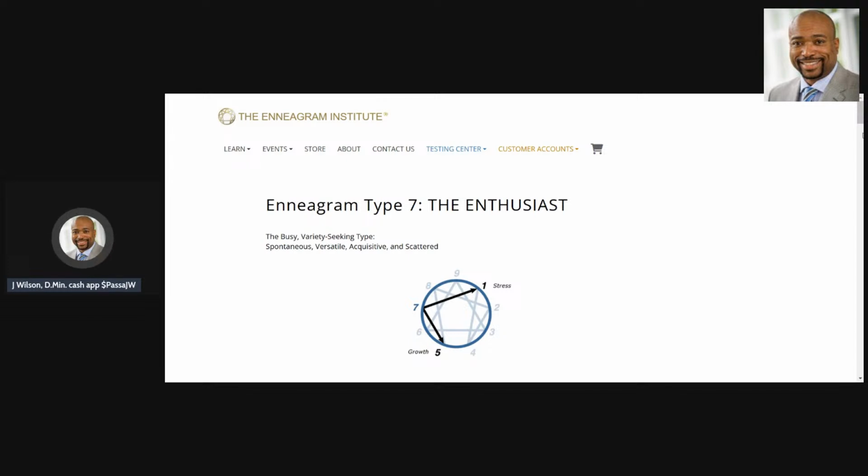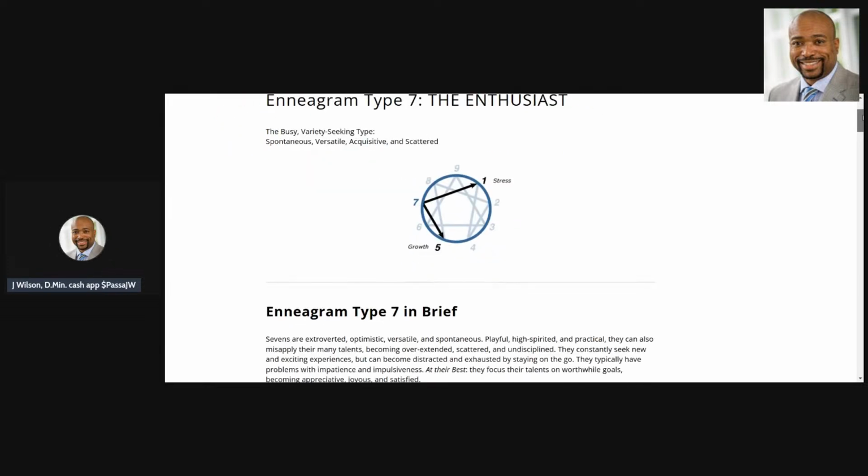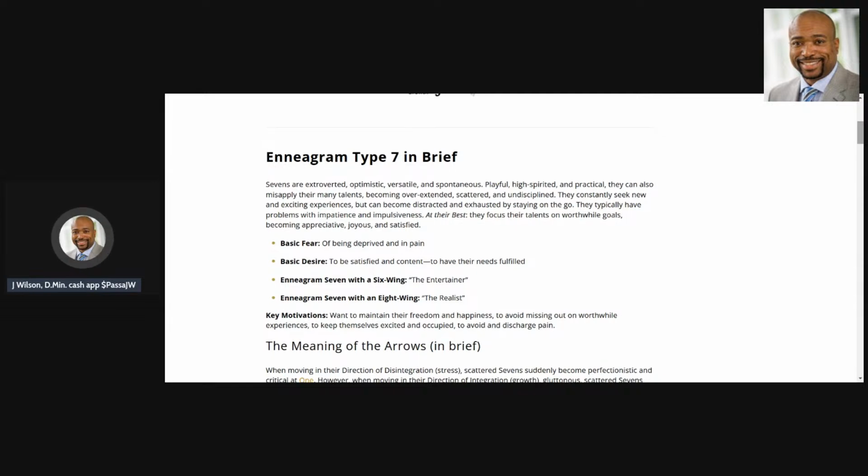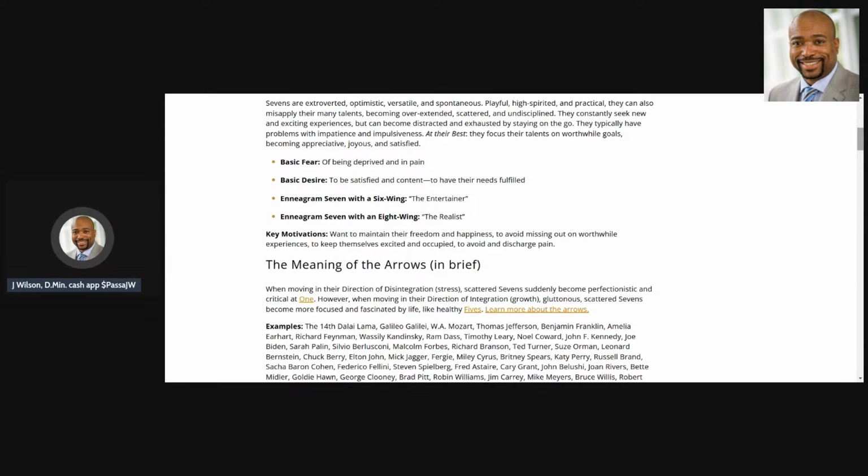Busy, variety seeking type, spontaneous, versatile, acquisitive, scattered. 7s are extroverted, optimistic, versatile, and spontaneous, playful, high spirited, and practical. They can also misapply their many talents, becoming overextended, scattered, and undisciplined. They constantly seek new and exciting experiences, but can become distracted and exhausted by staying on the go. They typically have problems with impatience and impulsiveness. At best, they focus their talent on worthwhile goals, becoming appreciative, joyous, and satisfied. Their basic fear is of being deprived and in pain. Their basic desire is to be satisfied and content, to have their needs fulfilled.